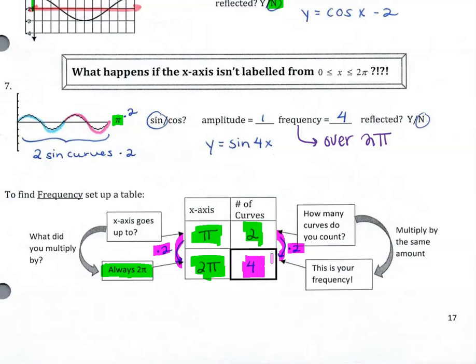Now, like I said, some of you are going to say, well, if I have 2 in pi units, then I would have 4 in 2 pi units. And that's great if you figure that out. But again, some of you might want to draw the table and just remind yourselves that it's always in reference to how many you would see over 2 pi units. So with that being said, now that I know my frequency is 4, that's what goes here, and that's where y equals sine of 4x comes from.